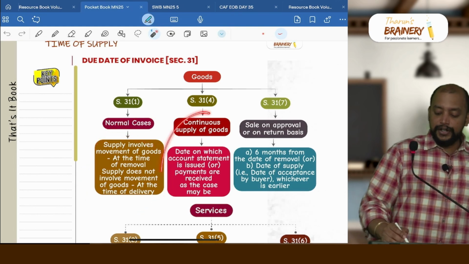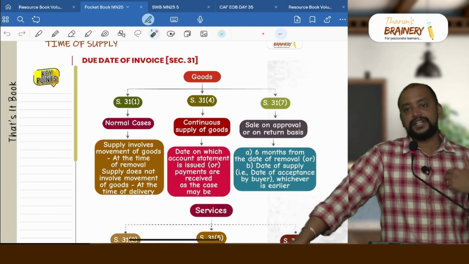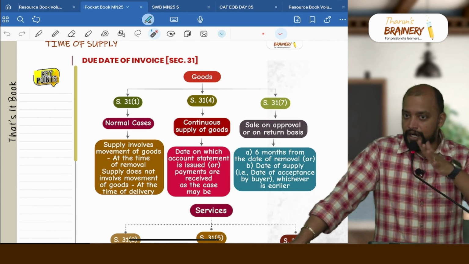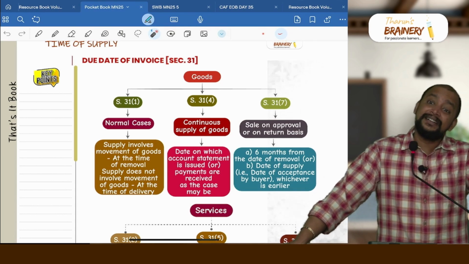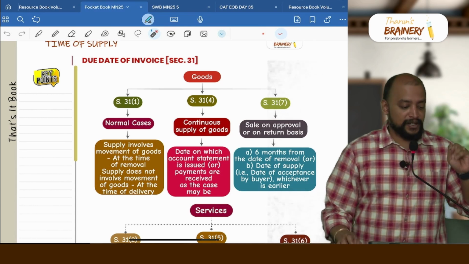Whereas in case of continuous supply of goods, we need to see whether the payments are received based on account statement or irrespective of account statement. If the payment is based on account statement, the account statement date. If the payment is irrespective of account statement, the payment received date. So the payment received date or account statement date, as the case may be, will be taken as the due date of invoice.